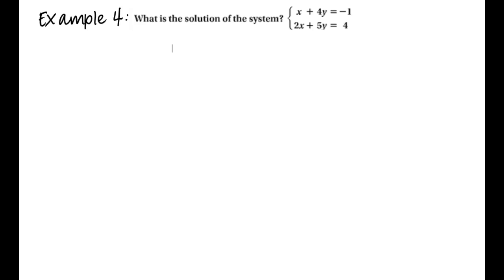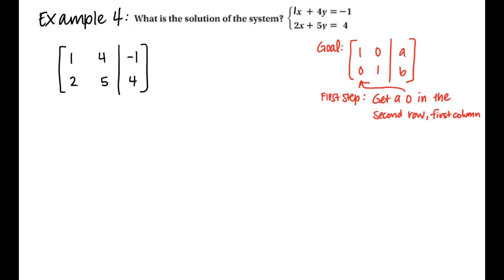In example 4, we are about to learn how to solve a system using a matrix. So first of all, we want to rewrite our equations in matrix form. So remember, the x has a 1 in front. So we have 1, 4, -1, and 2, 5, 4. And then draw the vertical bar where the equal sign was. So what we want to do is get our matrix into this form right here in the top right. And we saw this earlier where we have a 1, 0, and a 0, 1. This is called the identity matrix, and the identity matrix makes it really easy to solve from there.